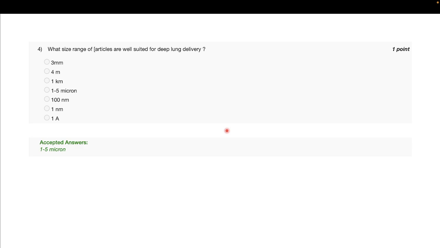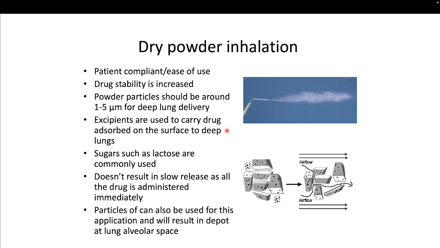Okay. The next question is, what size range of particles are well suited for deep lung delivery? I think we discussed a few of these. So if you know the answer, please let me know. Option 4. Yes, you're correct. The correct answer is 1 to 5 micron, as we were talking right now.